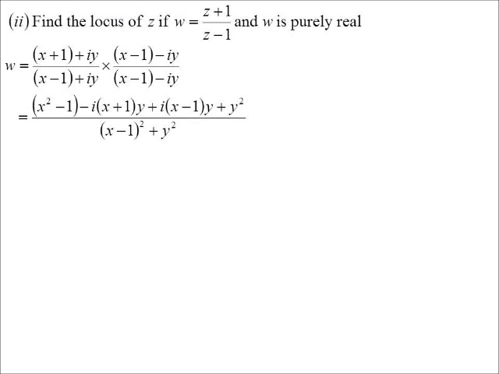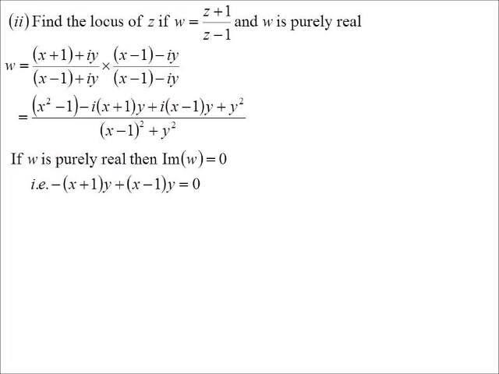On the bottom I get (x - 1)² + y². The top I get that. I don't need to expand the whole top because all I'm really interested in is the imaginary part, because I know the imaginary part of this will equal 0. So if I pull out the imaginary part, and in fact I don't need the bottom of the fraction either, because I've got a fraction equaling 0, it's going to be the top of the fraction that equals 0. So I'm now left with this.